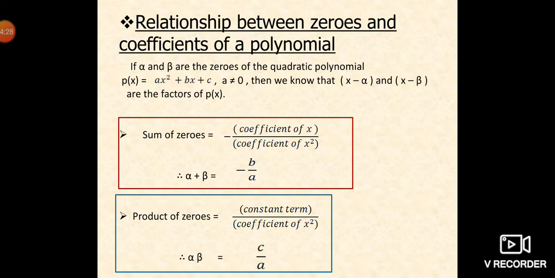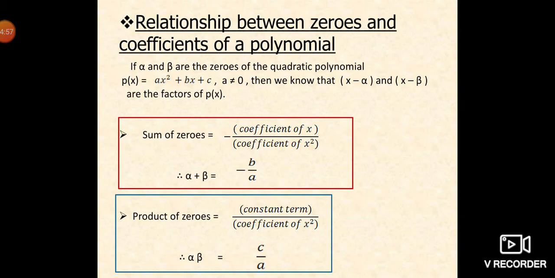So x minus alpha is a factor of p of x and x minus beta is also a factor of p of x. Two relationships will be there. One is sum of zeros. That means alpha plus beta, which should be equal to minus coefficient of x by coefficient of x square. Coefficient of x means the number near the variable x, that is minus b divided by coefficient of x square, which is a.